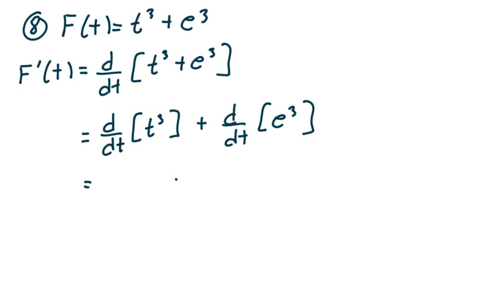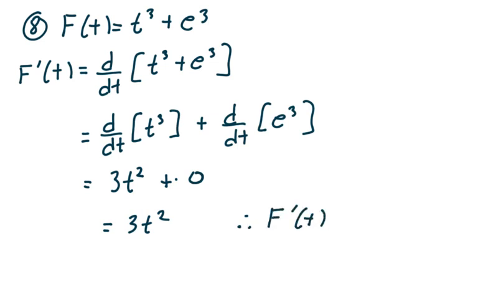But the derivative of t cubed with respect to t is 3t squared. The derivative of e cubed, remember, e cubed is constant. The derivative of any constant is 0. So I'm going to put a 0 here. And then when I'm done, I get 3t squared. And so therefore, f prime of t is 3t squared. And I'm done.